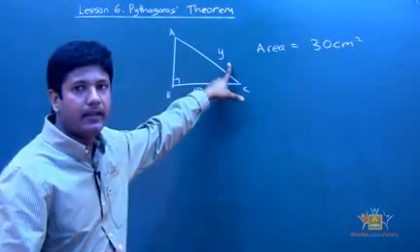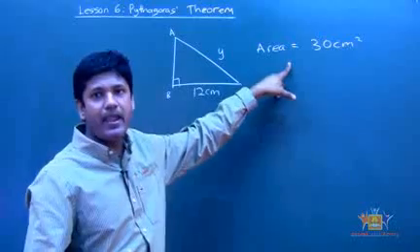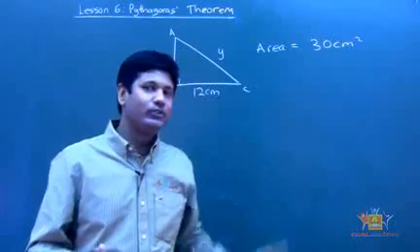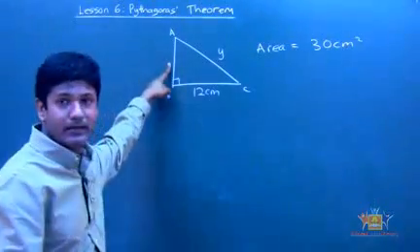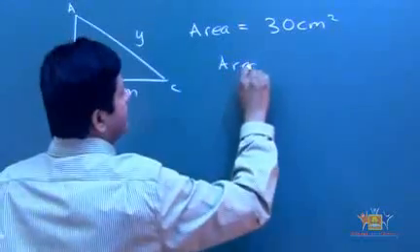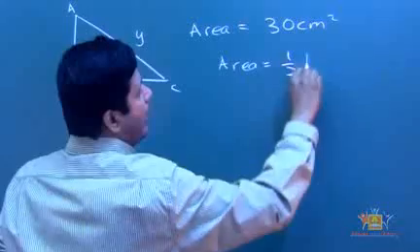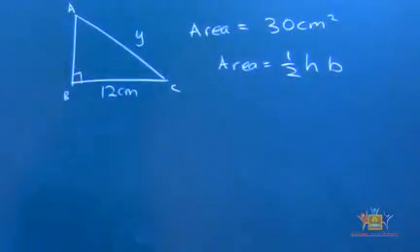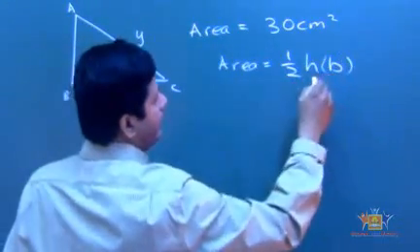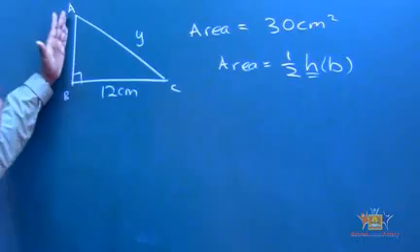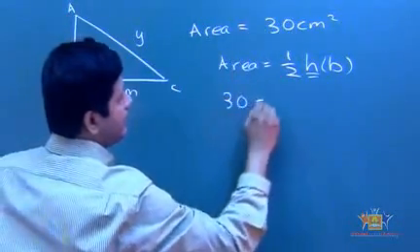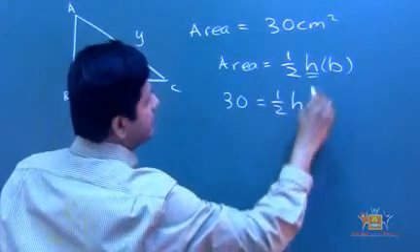But wait a minute, I gave you something else. Area equals what? That's right, 30 centimeters squared. Should you be able to find the length of this one? Yes. From our formula. What's our area formula? The area formula which we learned in previous lessons: half height times base. You know the base is 12 centimeters right there, and you don't know the height, which is this right there. But you know the area, which is 30. So let's put that in. So 30 equals half h, and what's the base? 12.